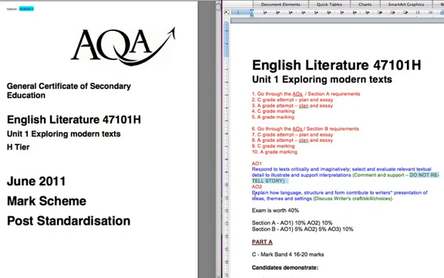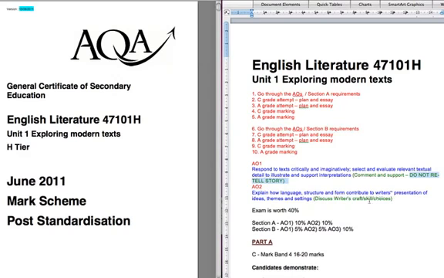The second AO for section 1, section A, is to explain how language, structure and form contribute to a writer's presentation of ideas, themes and settings. So basically we're looking to discuss the writer's craft: the different elements that he combines, the skill with which he does it, how cleverly interlaced or placed things are, and the choices he makes in the words he gives certain characters or in the things that he actually has in a scene, etc.